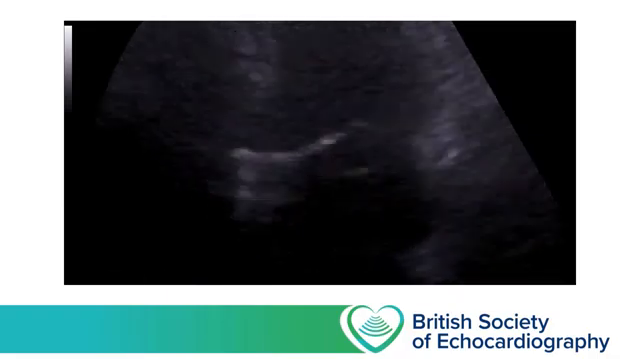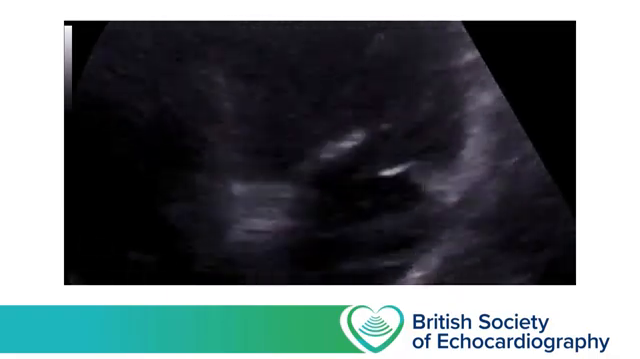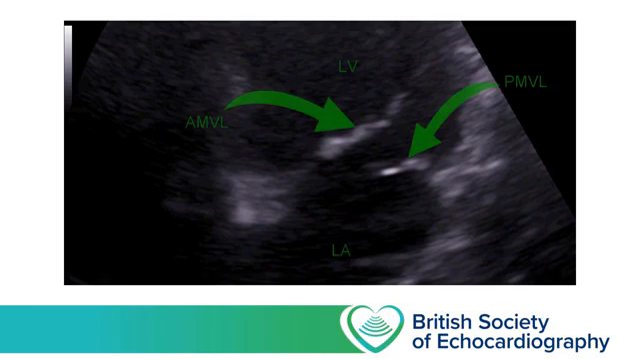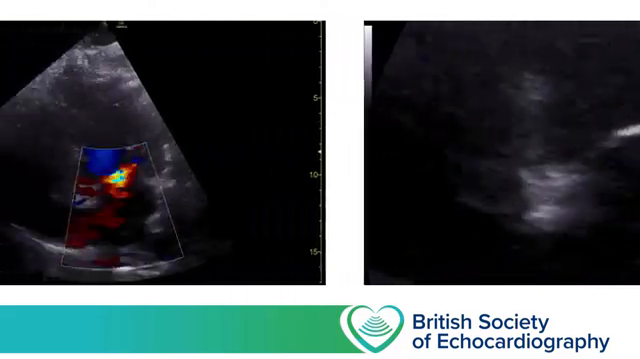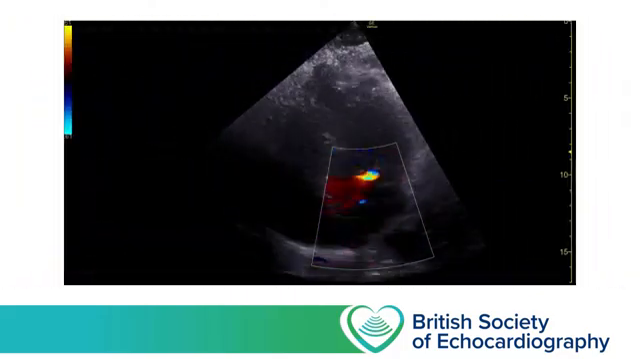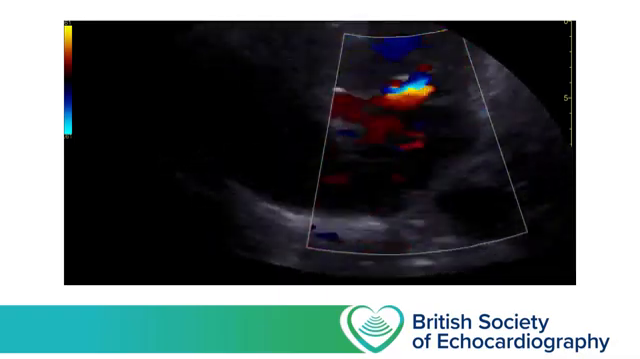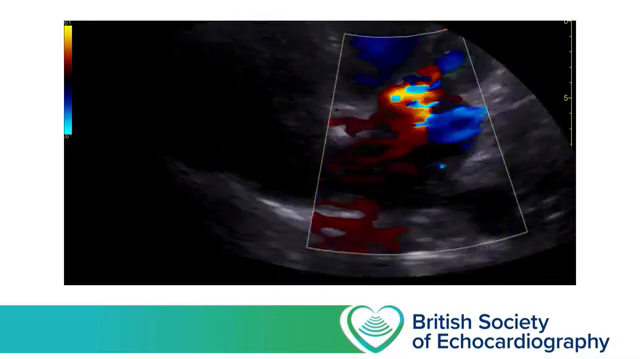And if we zoom in on the mitral valve, we can see that in systole we have a flail posterior mitral valve leaflet. If we then apply a colour box over the mitral valve, then we can see a jet of eccentric MR directed away from the flail posterior leaflet and underneath the anterior leaflet.